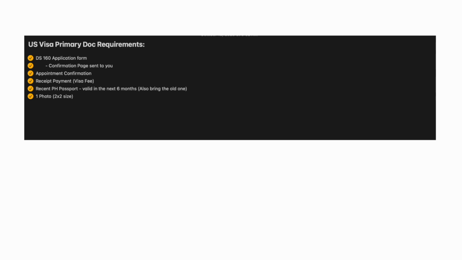Next, the third document is the receipt. If you watched my other video on the process of your US tourist visa application, I mentioned how you can process the payment of your visa. I also mentioned it's very important to keep a copy of whatever documents are provided to you after you pay your visa fee. So that documentation is also very important.